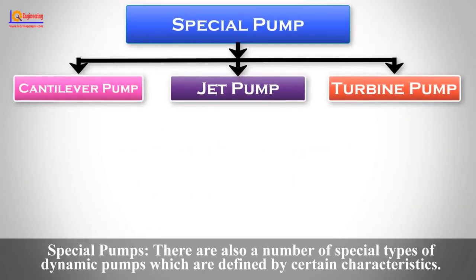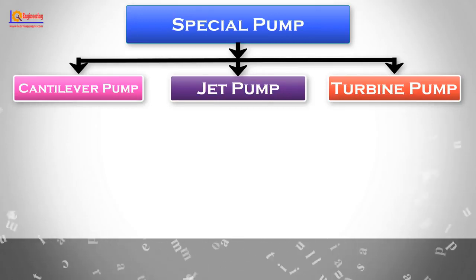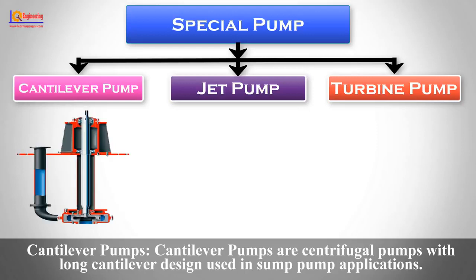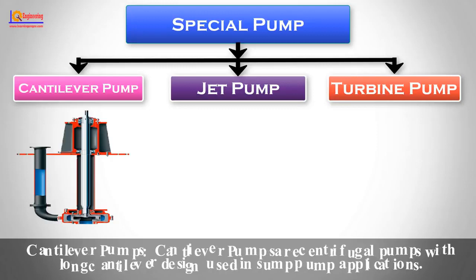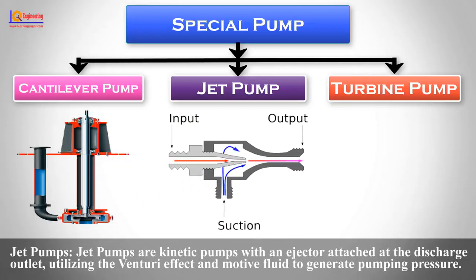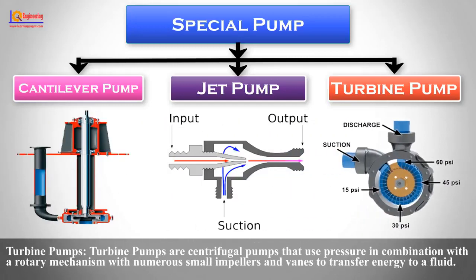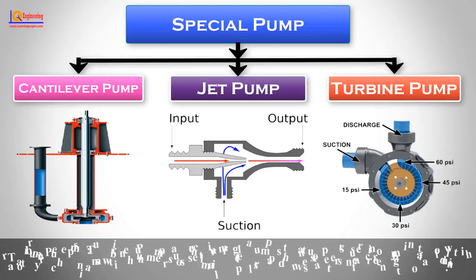Special pumps. There are also a number of special types of dynamic pumps which are defined by certain characteristics. Cantilever pumps. Cantilever pumps are centrifugal pumps with long cantilever design used in sump pump applications. Jet pumps. Jet pumps are kinetic pumps with an ejector attached to the discharge outlet, utilizing the Venturi effect and motive fluid to generate pumping pressure. Turbine pumps. Turbine pumps are centrifugal pumps that use pressure in combination with a rotary mechanism with numerous small impellers and vanes to transfer energy to a fluid.